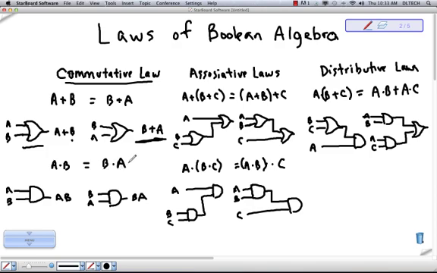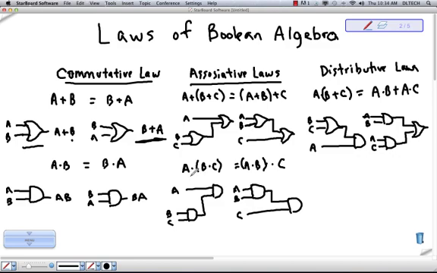Same thing goes for an AND gate. We have A and B equal to B and A. Our next law is the associative laws. In this one, we have A or B or C. The way we would draw this would be with two OR gates, and then this is equal to A or B or C. So we have both our A or B inputs going into an OR gate and coming out into another OR gate with the C.